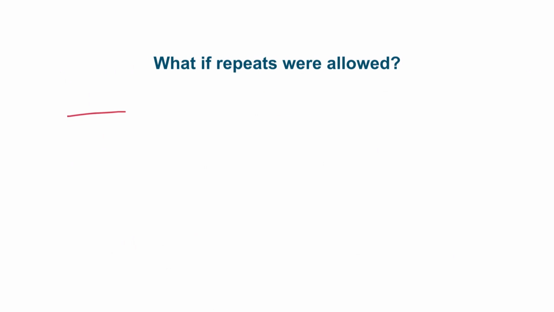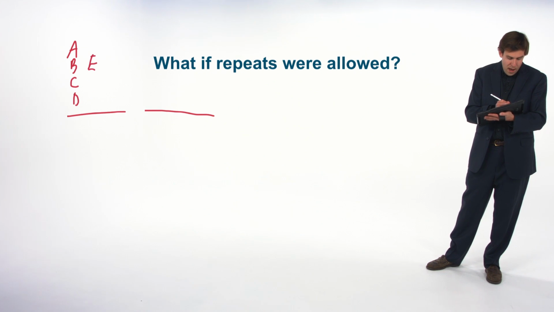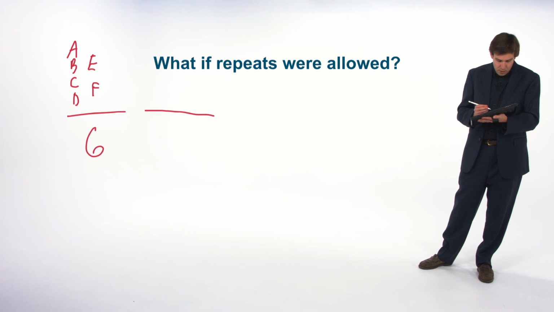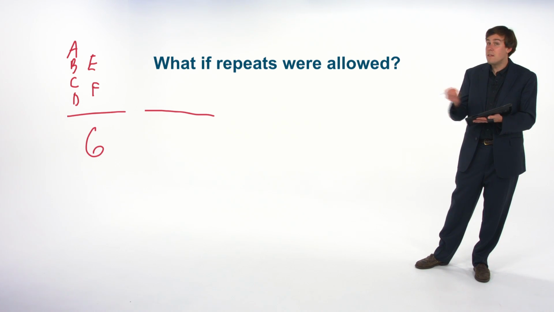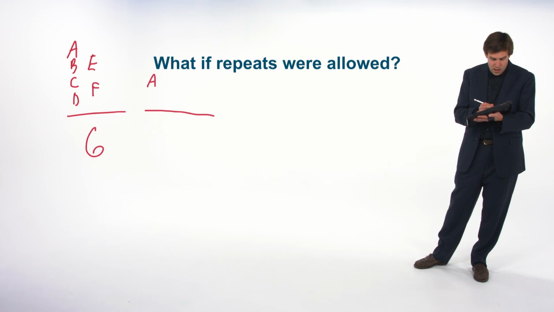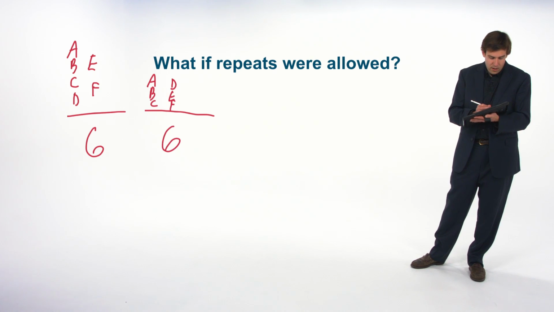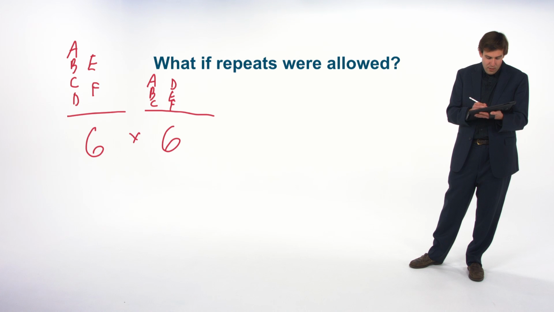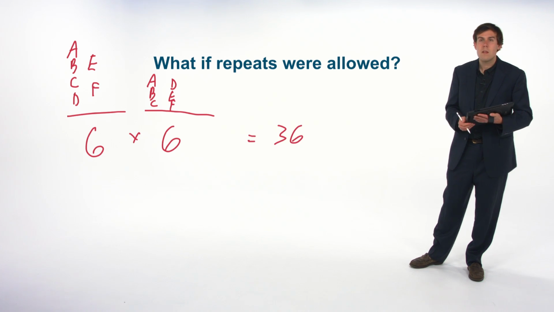So if repeats were allowed, you can think of it in an easier way. I have 2 slots I need to fill. The first one can be A, B, C, D, E, or F, so 6 possibilities. And the same in the second slot. A, B, C, D, E, or F, 6 here. I'll multiply these together to get 36.